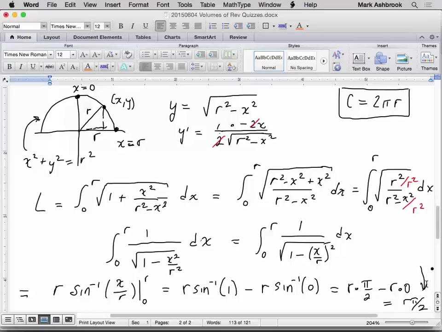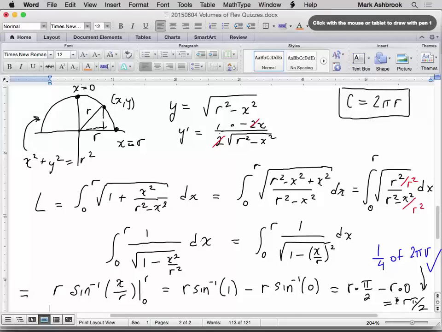And that is 1/4 of 2 pi r. Check. Got it. So we proved that the circumference of a circle is 2 pi r by proving that 1/4 circle is r pi over 2.